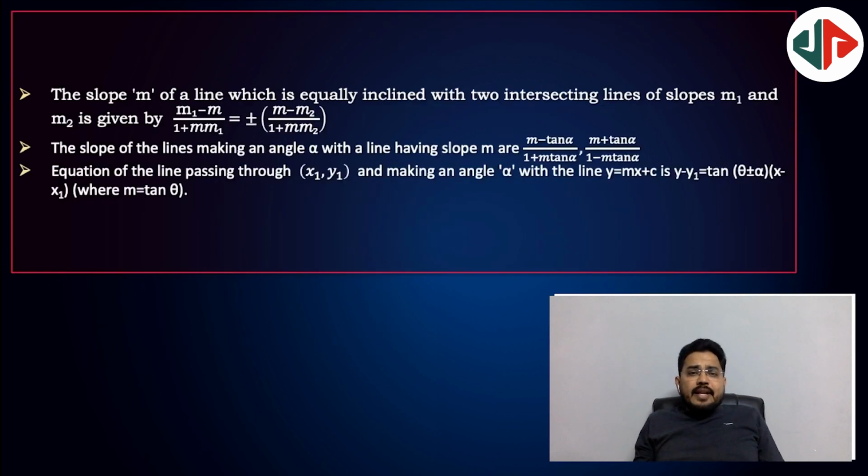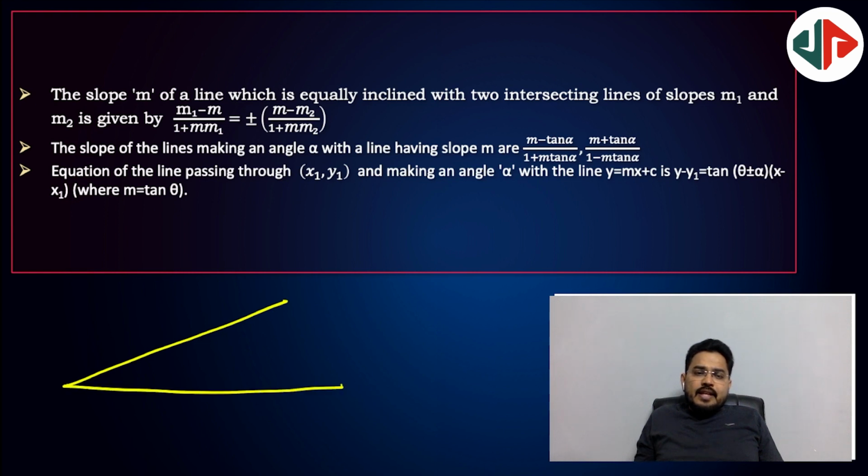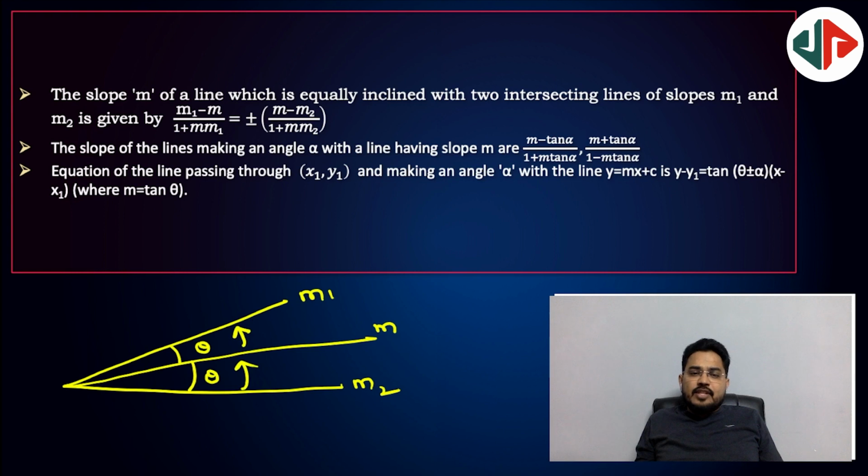Now if I want to write in terms of tan theta, okay, m is the slope of a line which is equally inclined to two intersecting lines. So here this is the line with the slope m1, this is the line with slope m2, and you have a line equally inclined. Equally inclined means same angle. This angle is equal to this angle, with this slope m. So this is theta, this is theta. Angle is always measured in the anti-clockwise direction.